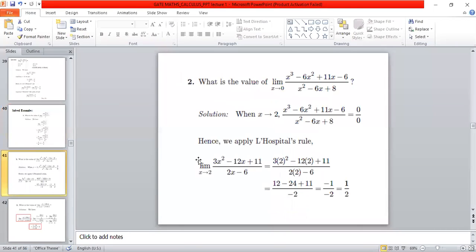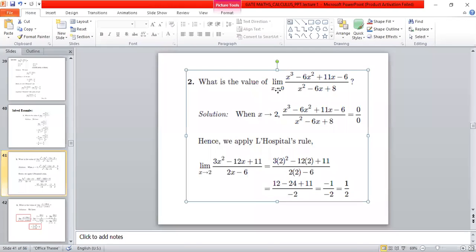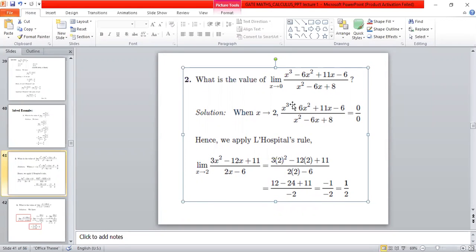Next, a similar question. Limit as x tends to 2 of (x cube minus 6x square plus 11x minus 6)... If we put 2, we get 0 by 0. Applying L'Hospital, write down the derivative: 3x square minus 12x plus 11 upon 2x minus 6. So again put 2, and we get the answer. The answer is 1 by 2.